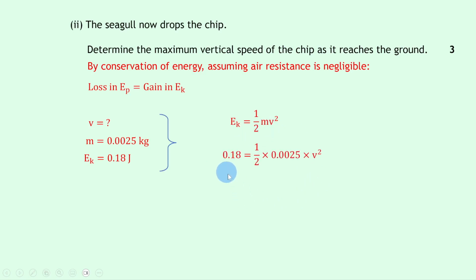Substituting in the numbers gives us 0.18 equals a half times 0.0025 times v squared. And then to get v squared on its own, you could times both sides by 2 to get rid of the half here, and then divide both sides by 0.0025, and that should give you v squared equals 144. Then to get v on its own you want to square root both sides, so doing the square root of 144 in your calculator should give you an answer of 12 metres per second for v.